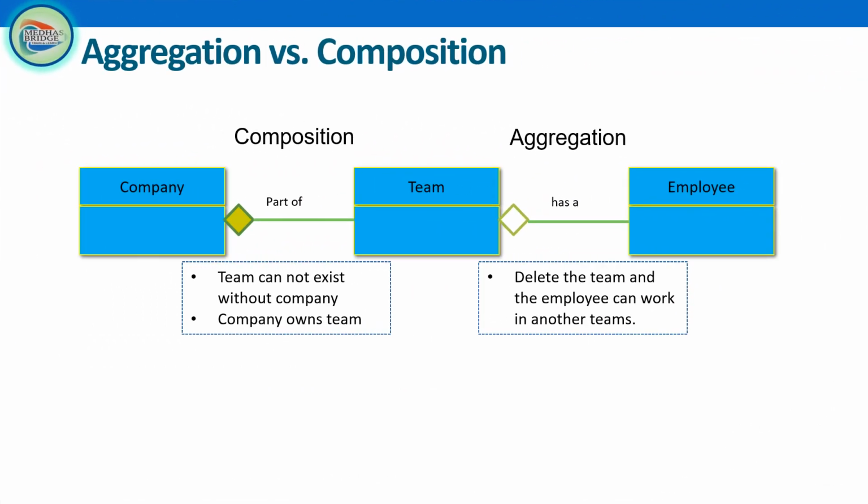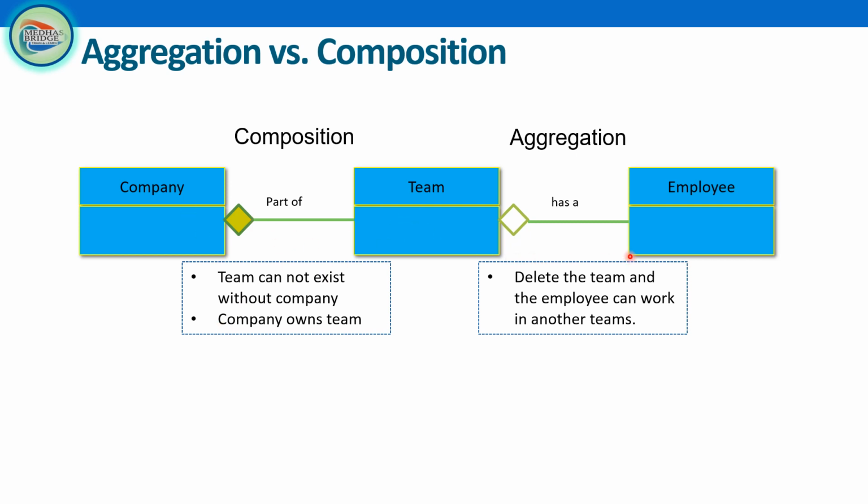Now look at this example. We have entities called company, team, and employee. A team is part of a company. Team has an employee. The association between a company and a team is a composition. The child won't exist when the parent is deleted. Team cannot exist without company. Company owns the team. Right?